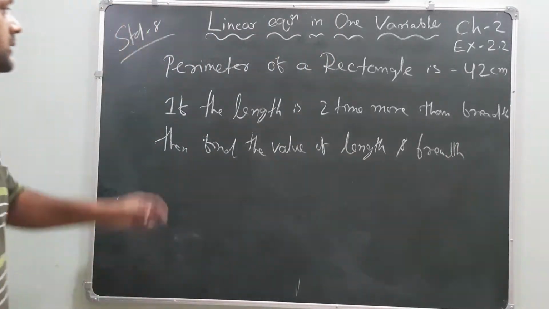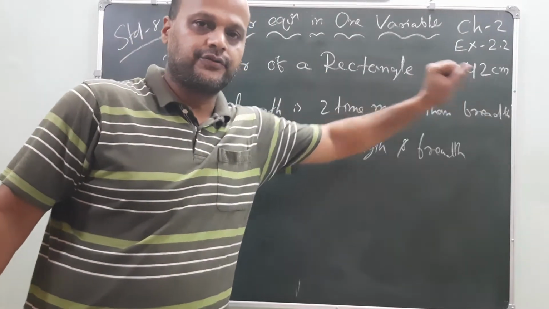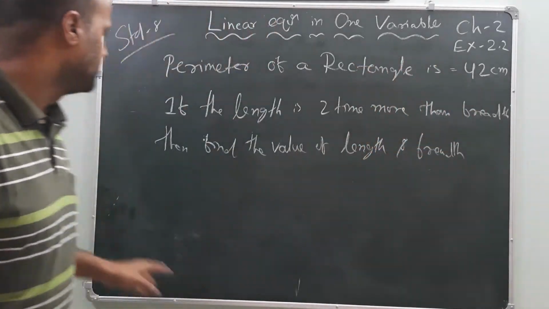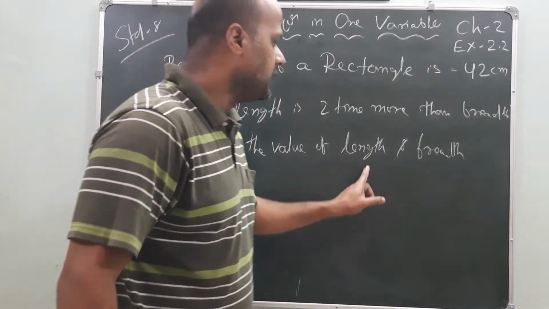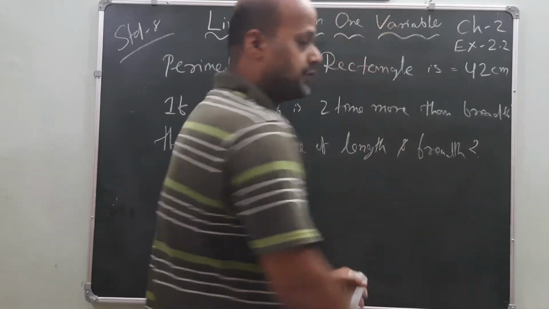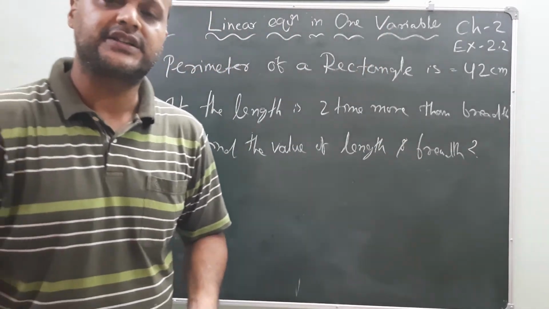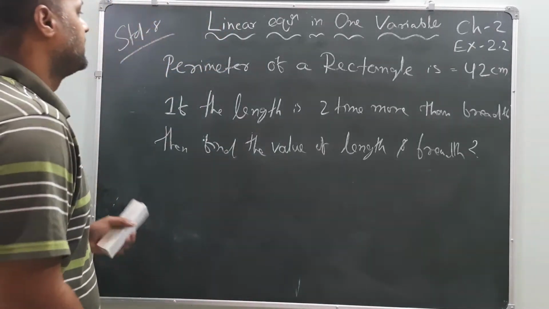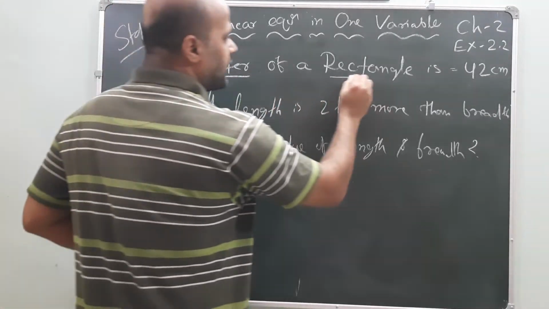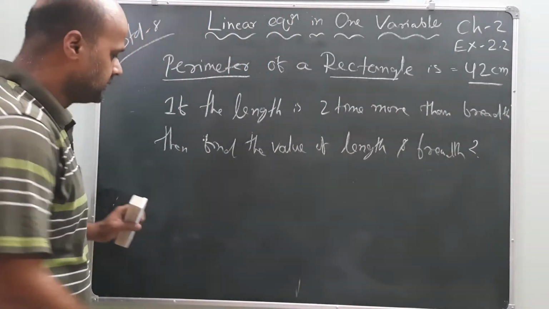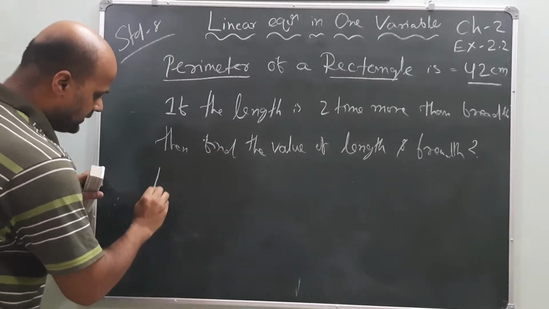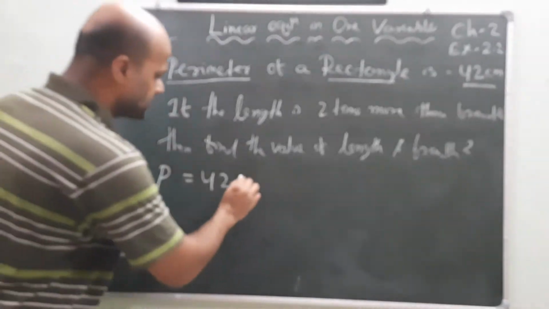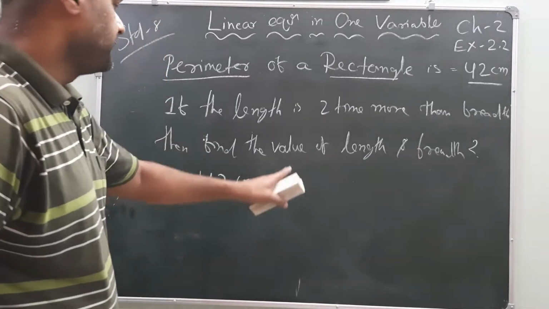Now come to the point. Perimeter of a rectangle is 42 centimeter. If the length is 2 times more than that of the breadth, then find the value of the length and breadth. So whatever I am saying, you have to read the statement in a very correct manner, one by one. Perimeter of a rectangle is 42. First write it in simple form: perimeter is equal to 42. I will recognize perimeter as P.